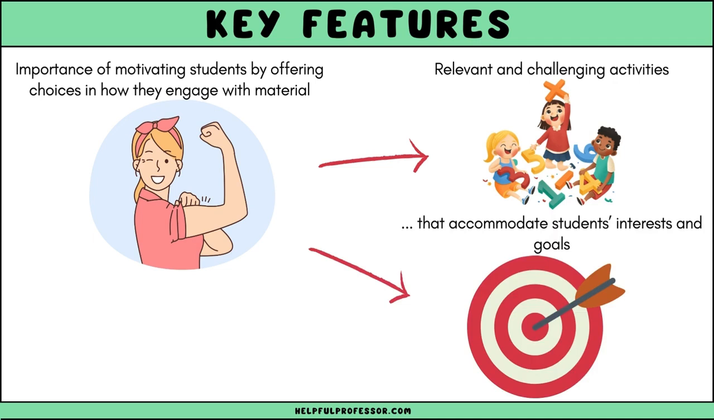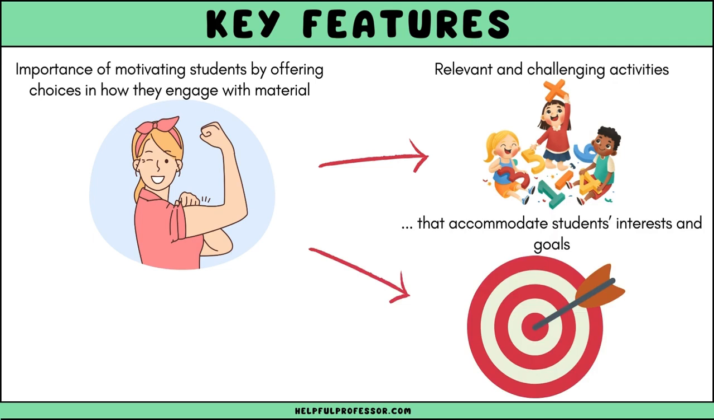Once again is the image of a ruled notebook with the text, "Multiple means of engagement," appearing on line 3. This image is followed by cartoon images on the left and right of the screen. On the left, there is an illustration of a smiling girl with a pink bow in her hair, flexing her arm in a strong pose. Above her is the text, "Importance of motivating students by offering choices in how they engage with material."